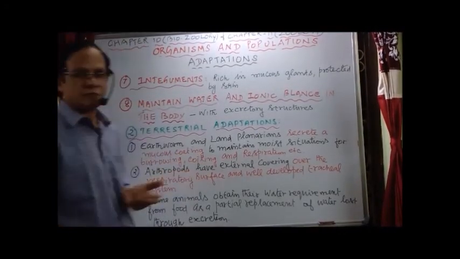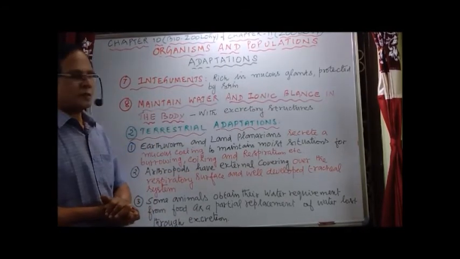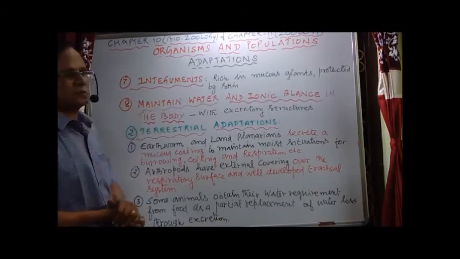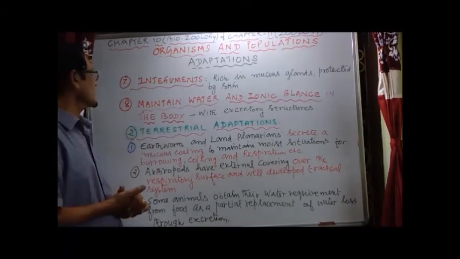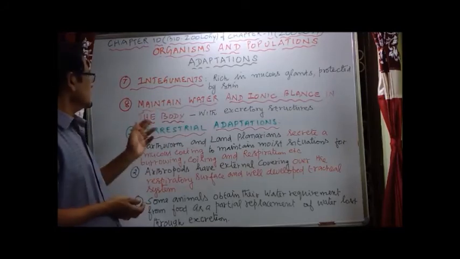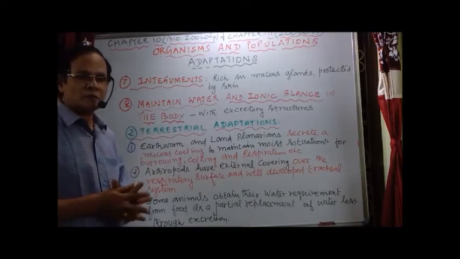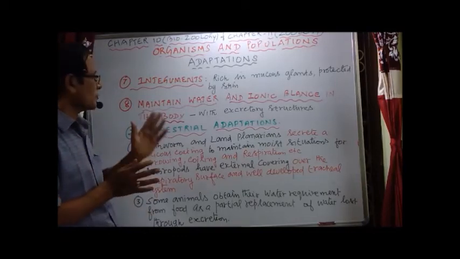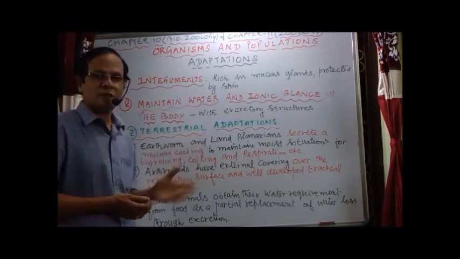Now, other adaptations of aquatic animals: the integuments are rich in mucous glands. They are protected by the skin. Another one is to maintain water and ionic balance in the body. With the help of excretory structures, the ionic balance and water balance are maintained in aquatic animals. Now let's pass on to the adaptations of terrestrial animals.